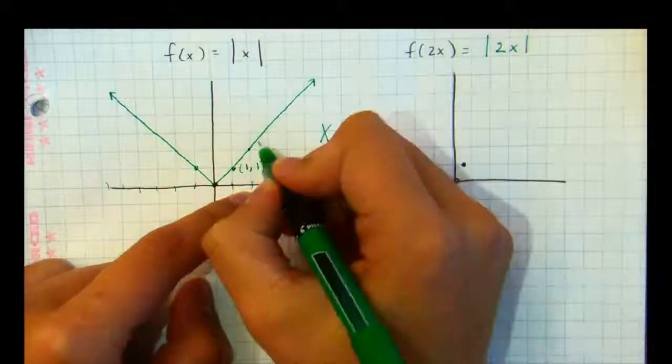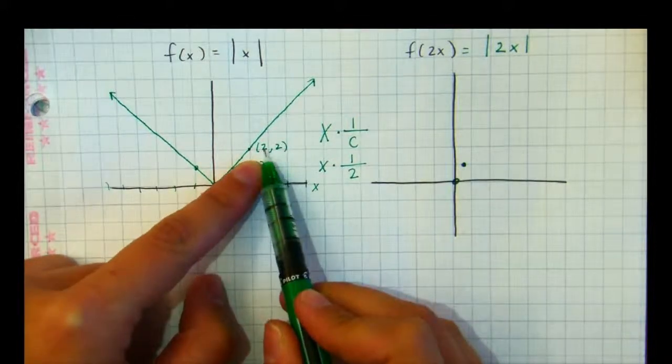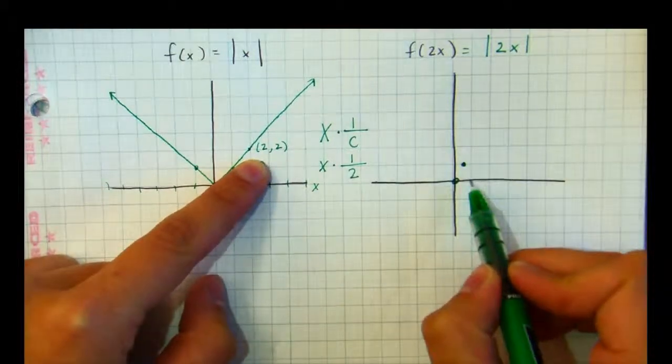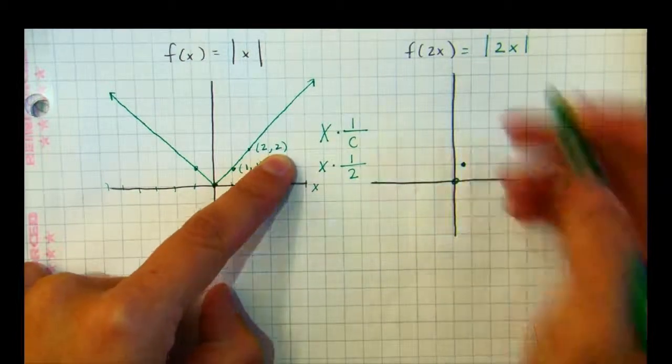Let's look at our next critical point. So at (2, 2), I'm taking my x value 2 and I'm multiplying it by 1/2. So 2 times 1/2, well, that's just going to give me 1. But my y value stays the same, so I'm going to go up 2.